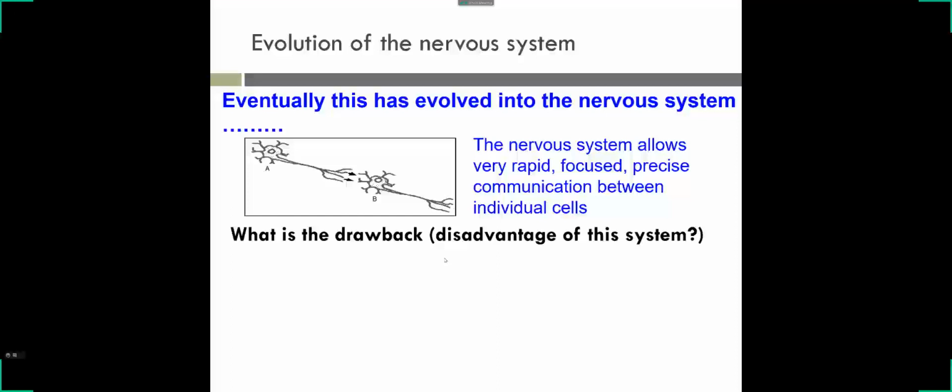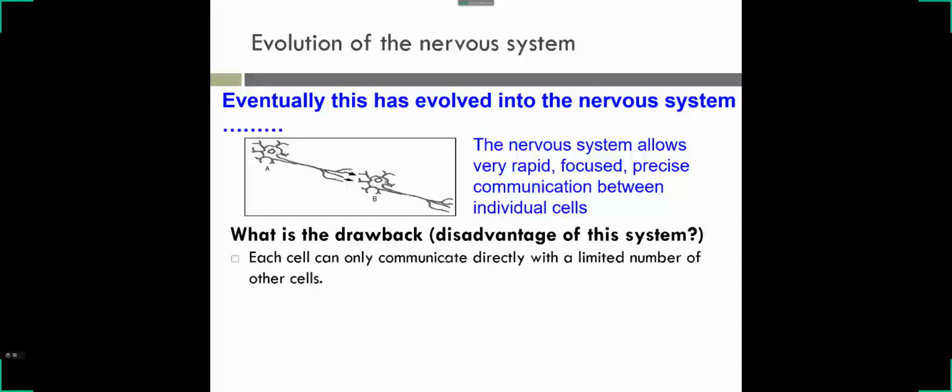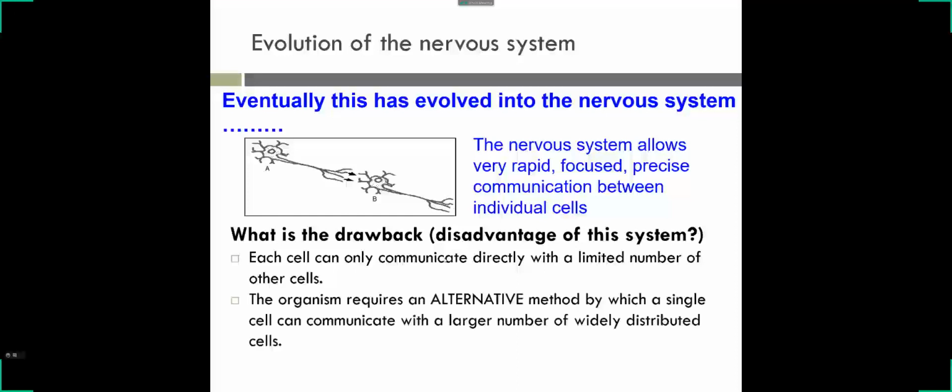But what is the disadvantage of this system? So each cell can only communicate directly with a limited number of other cells. So how many people fit in the lecture theater there, right? Maybe 200. So we're limited in my ni hao message. My ni hao hormone is limited in the number of people I can communicate with this type of system, right? So the body requires an alternative method by which a single cell can communicate with a large number of widely distributed cells, right?